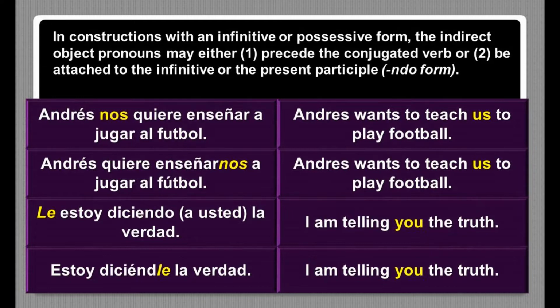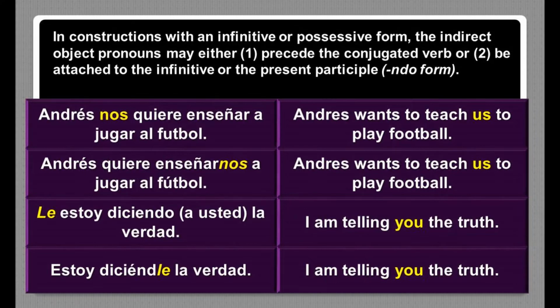To write Andres wants to teach us to play football: Andres nos quiere enseñar a jugar al fútbol, where nos is us, the indirect object. Quiere, wants, is the main verb. Enseñar is the infinitive, to teach. To play is jugar al fútbol, football. Again, nos here is placed before the conjugated verb, in this case quiere, wants. The second way is to attach the indirect object to the infinitive, in this case enseñar. So you'll have enseñarnos. Andrés quiere enseñarnos a jugar al fútbol.